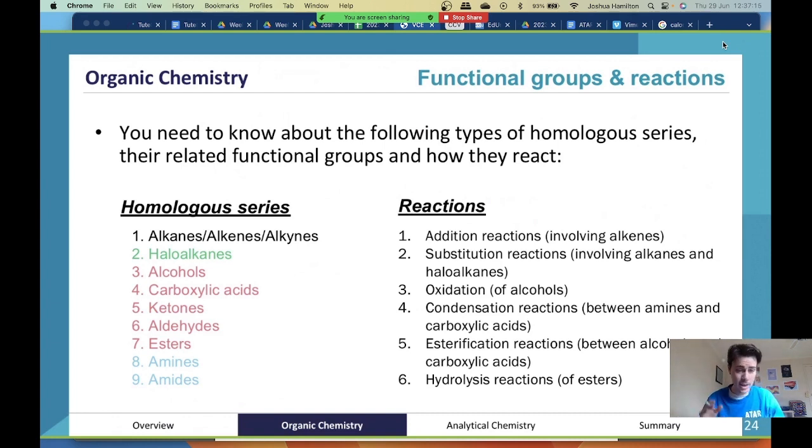The blue ones there, amines and amides, are slightly different. This is on the basis that you need to know how to identify them when they're named. So if you're given the name of the molecule, you need to know how to identify that it's an amine or an amide. You need to know the general structure of them. But if you're given a picture of one, and you can tell that it's an amide or an amine, you don't need to know how to write out that molecule.